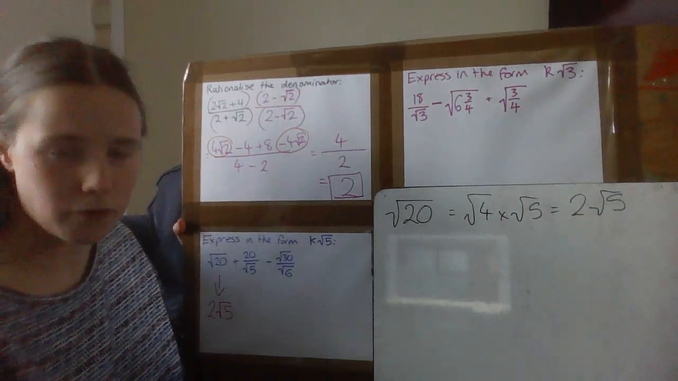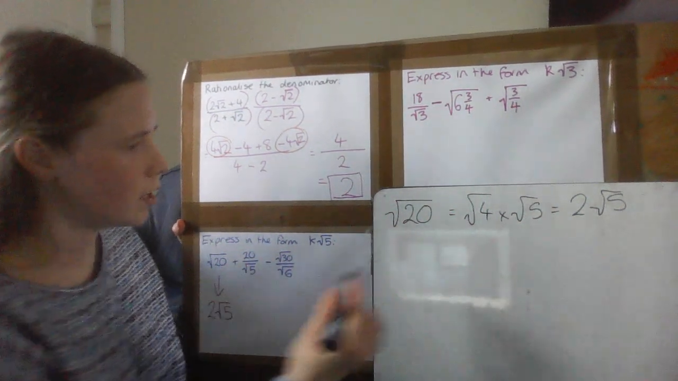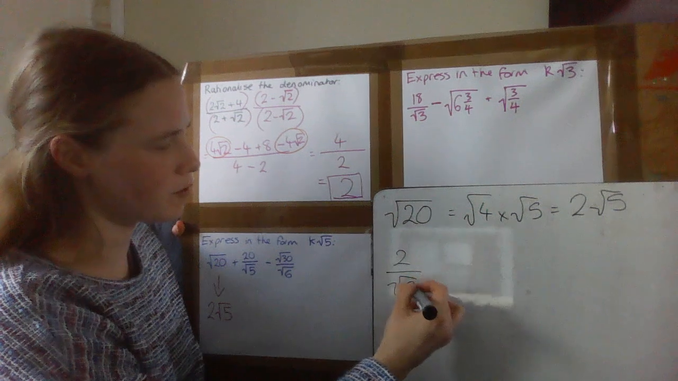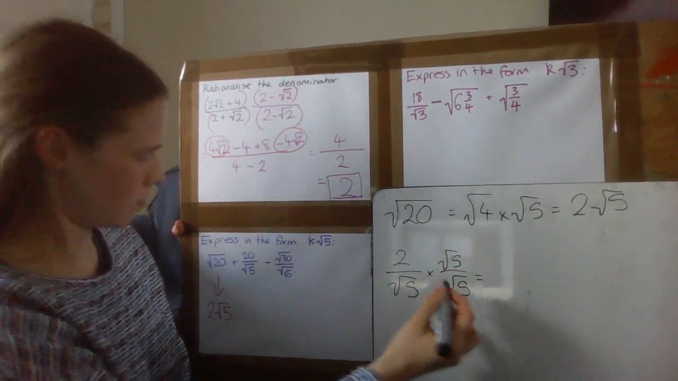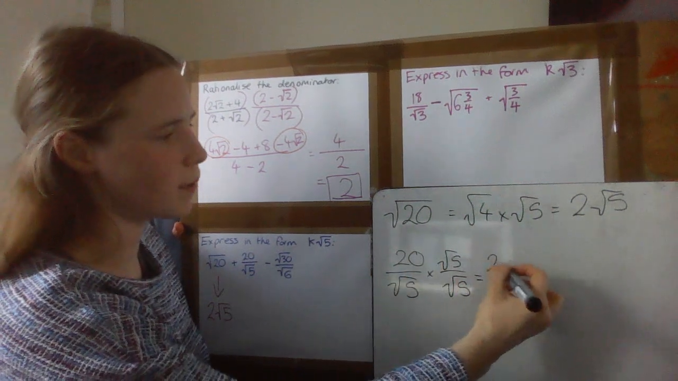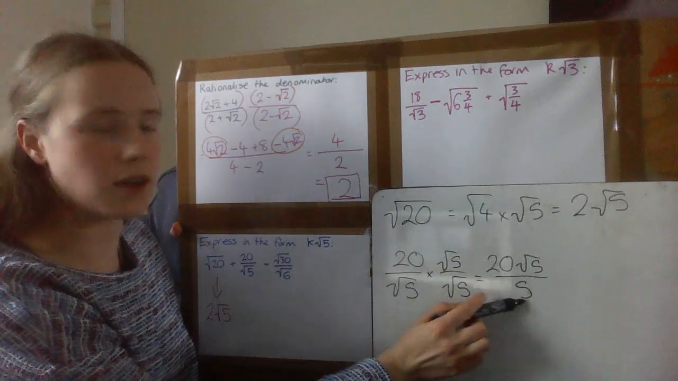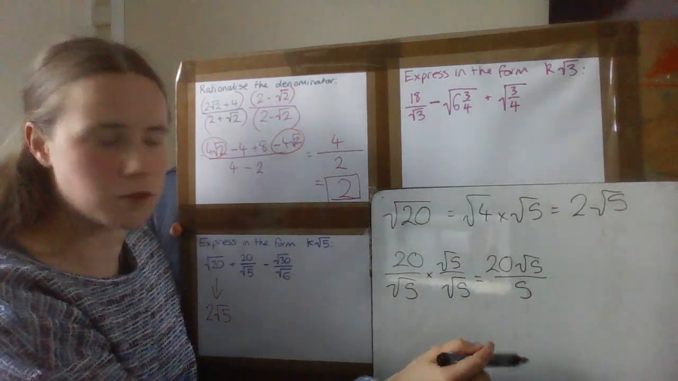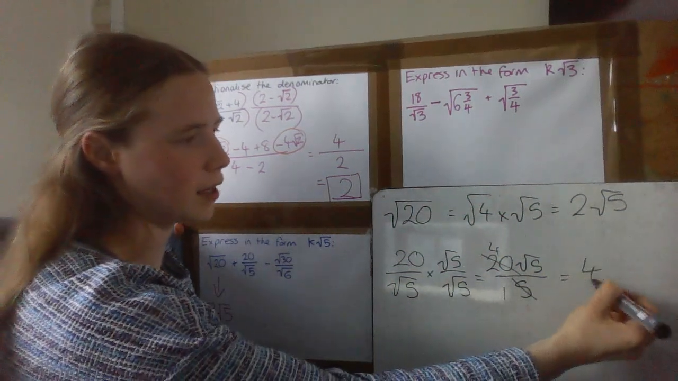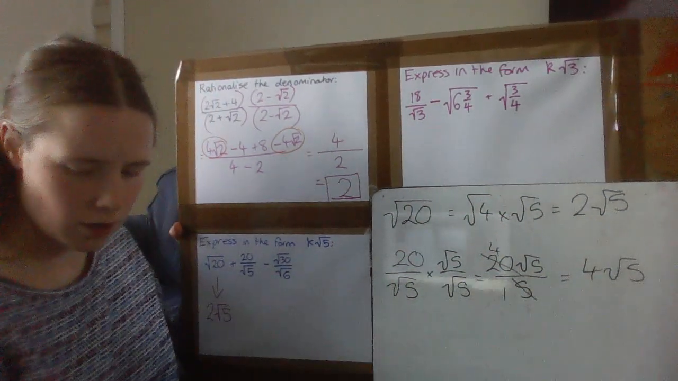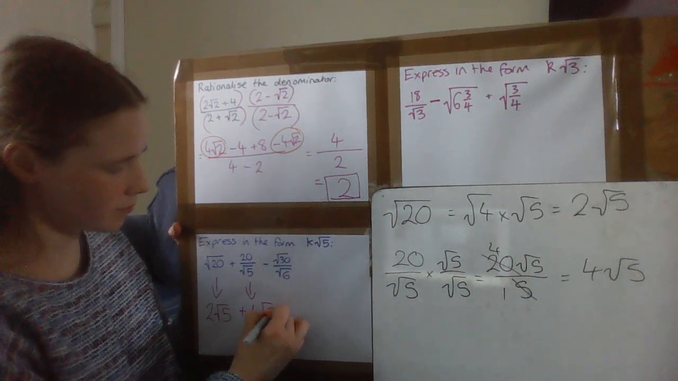For the second bit, I've got a denominator that isn't rational, so I'm going to want to rationalise that first of all. So 20 over root 5. If I times top and bottom by root 5, sorry, it's a 20 there, isn't it? I'll have 20 root 5 over 5. This can be divided because 20 and 5 are both multiples of 5, so that can become a 4 and a 1. So that comes out as 4 root 5. So my second bit simplifies to 4 root 5.